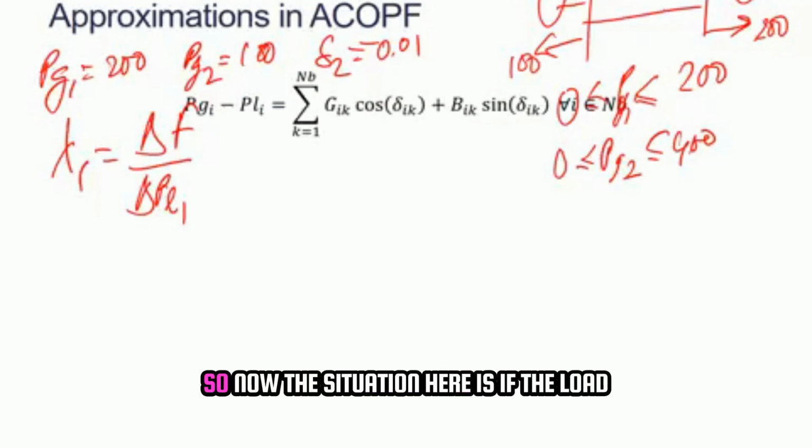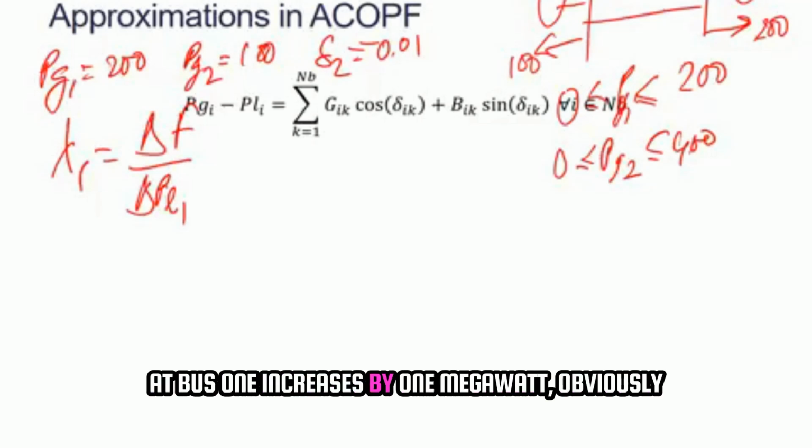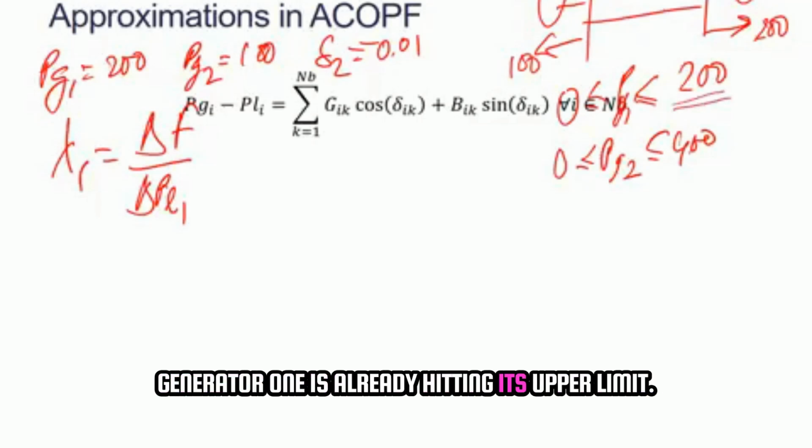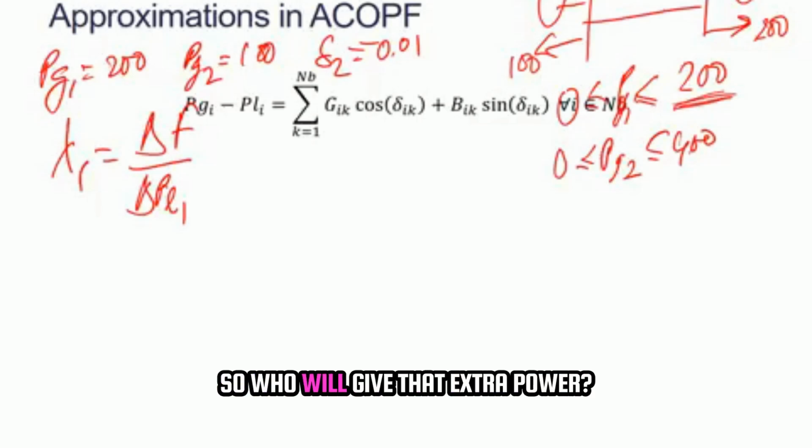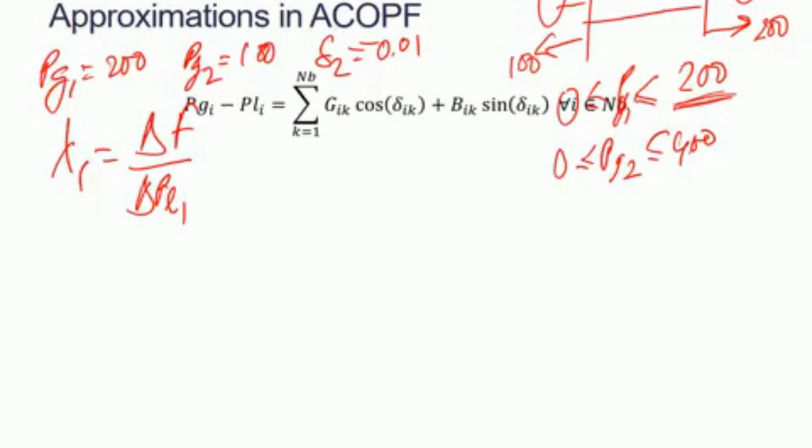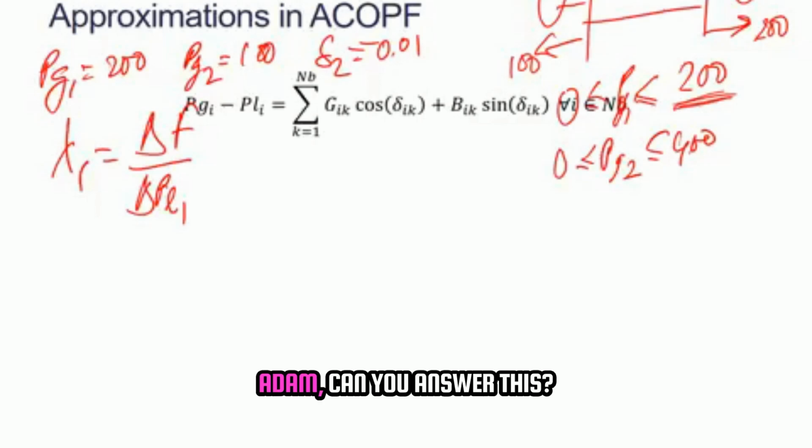Right? So now the situation here is, if the load at bus 1 increases by 1 megawatt, obviously generator 1 is already hitting its upper limit. So generator 1 cannot give that extra power. So who will give that extra power? Adam, can you answer this? Who will give this extra power? Generator 2, sir. Yes, good. So generator 2 will give.